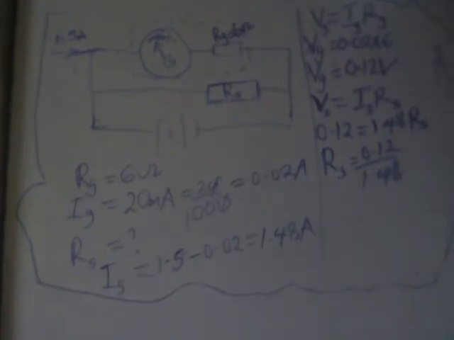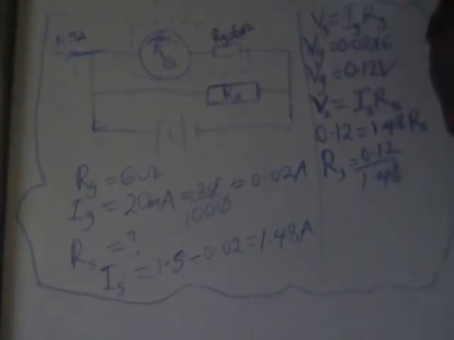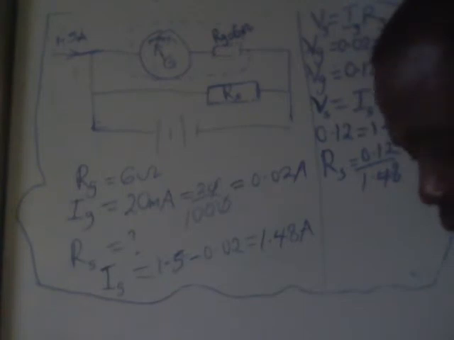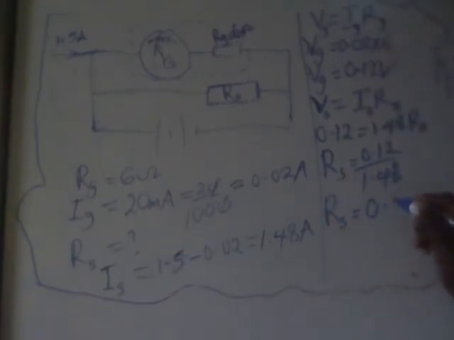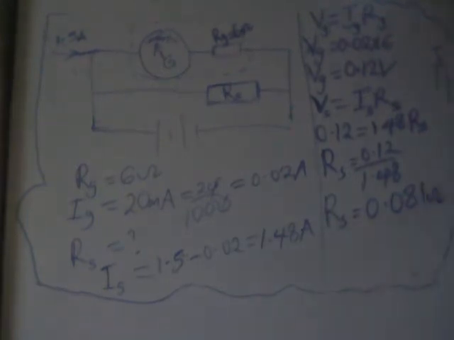So we have 0.12 divided by 1.48, which is 0.08. So the shunt resistance is 0.08 ohms. That is the low resistance we are talking about, the resistance you call the shunt. Let's look at the options.